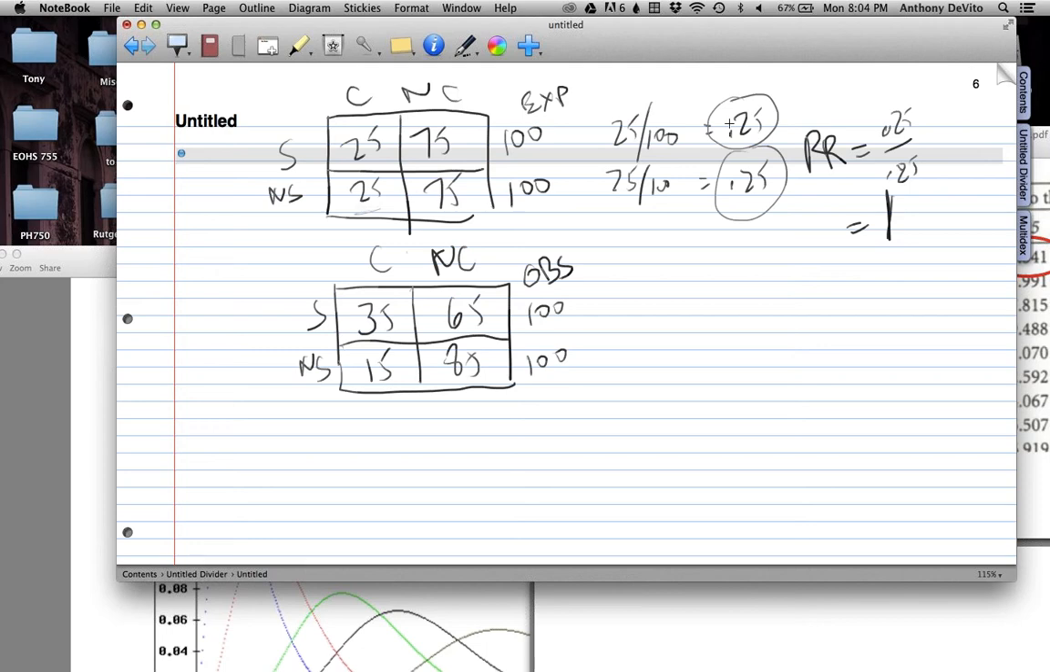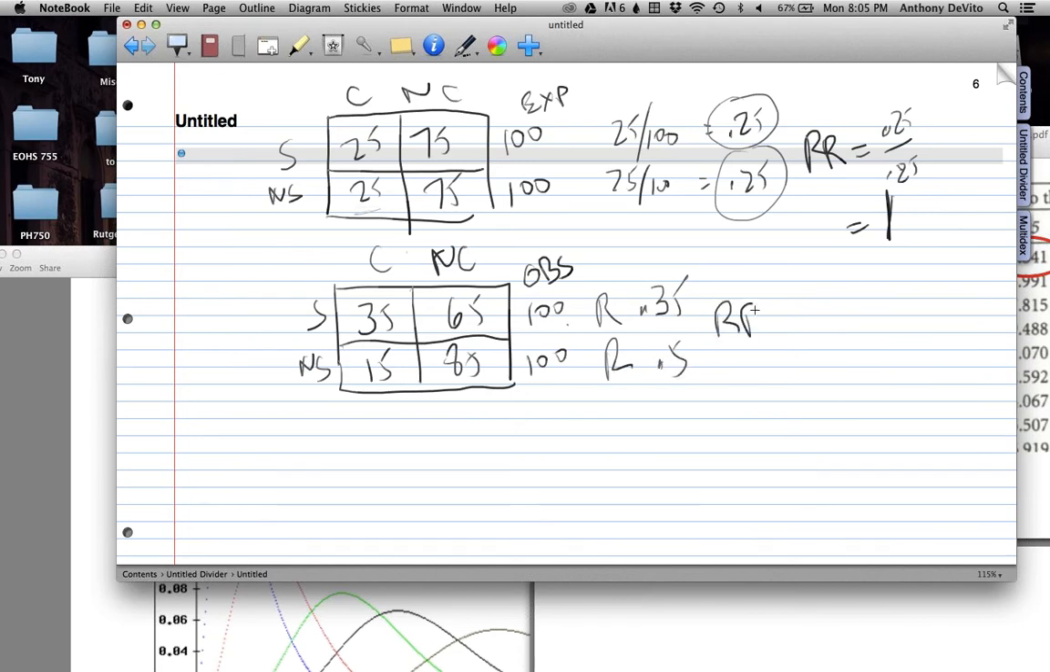Yeah, same. It's just a different way of saying the same thing. Okay, let's do that right now with our real values, not our expected values, right? So what's the rate or risk for smokers? 35 out of 100, right? That's 0.35. Okay, so what's the risk for non-smokers? It's 15 out of 100 or 0.15.